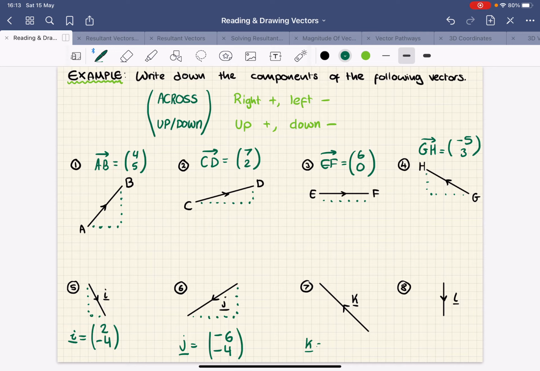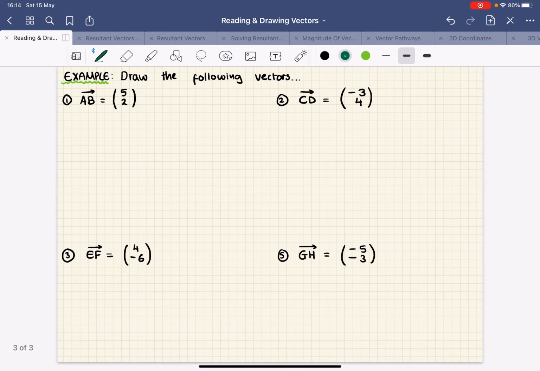K here, I've gone 1, 2, 3, 4, 5, 6 spaces to the left, so that's going to be -6. And then 1, 2, 3, 4, 5, 6 spaces up, because the arrow is pointing in that upwards direction. So that's a +6. Then last but not least, for L, I've not gone across, so that's going to be 0. But I've gone down by 1, 2, 3, 4, so it's going to be -4 there. So that's how to read some of your component vectors. Now we're going to draw some.